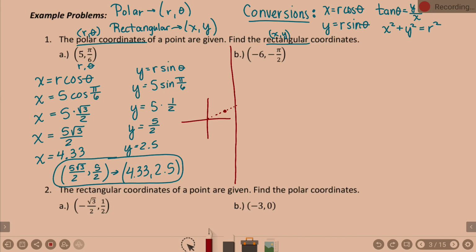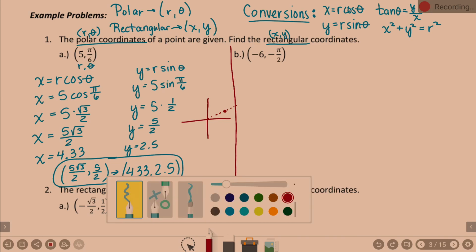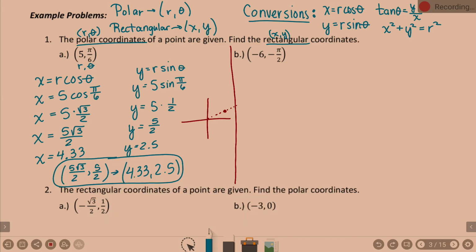Okay, let's talk about B and see if there are some negatives in there, what we're thinking. So we have the ordered pair -6 comma negative pi over 2. So -6 is my what value? R value. Negative pi over 2 is my theta value.